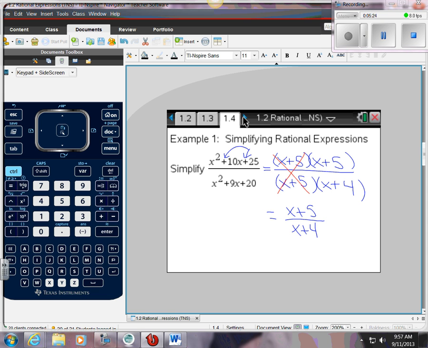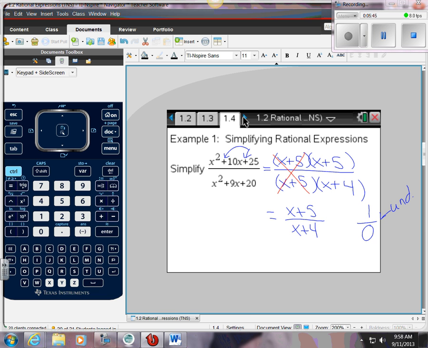What does undefined mean? I guess we need to go there. A little reminder. How do I know when a function is undefined? What equals 0? The denominator. Yeah, a function is undefined when the denominator is 0. This would be undefined. Okay?